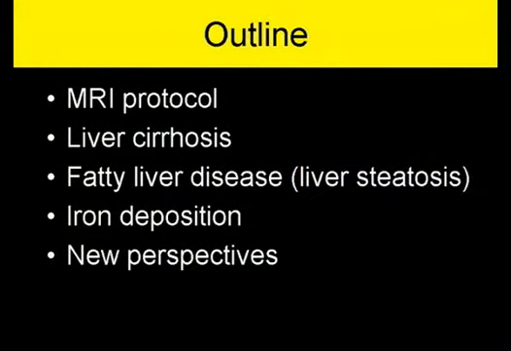So we're going to discuss for the next half hour or so three main topics here, which are chronic liver disease, which is represented by liver fibrosis and cirrhosis in all its manifestations with complications. And then we'll discuss the MR appearances of fatty liver deposition, and then iron liver deposition. And then we'll finish the last few minutes by discussing some new perspectives in MR imaging for better characterization of diffuse liver disease.